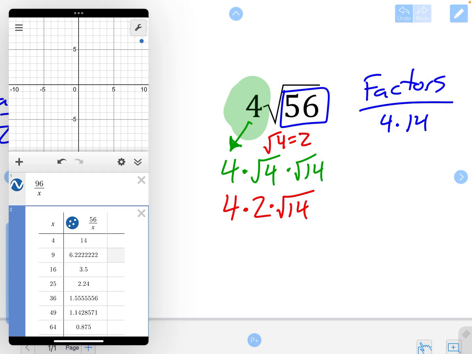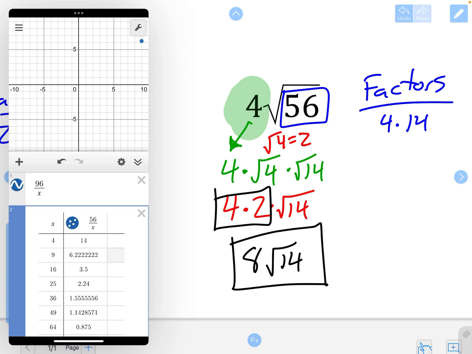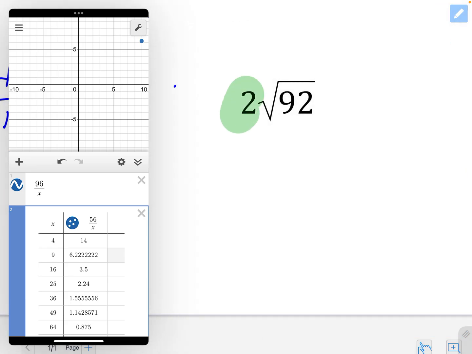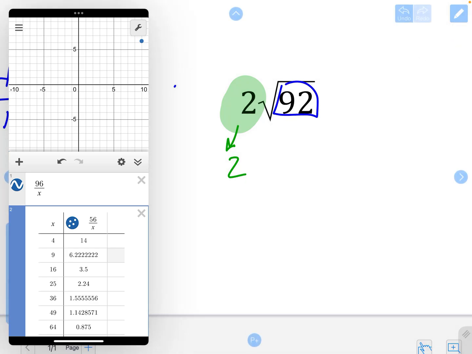Now I need to do 4 times 2, which equals 8, and I'm left with the square root of 14. So we get 8 times the square root of 14. All right, same thing here. I'm going to have this coefficient, and I'm just going to automatically bring it down. Then I'm going to look for factors of 92.